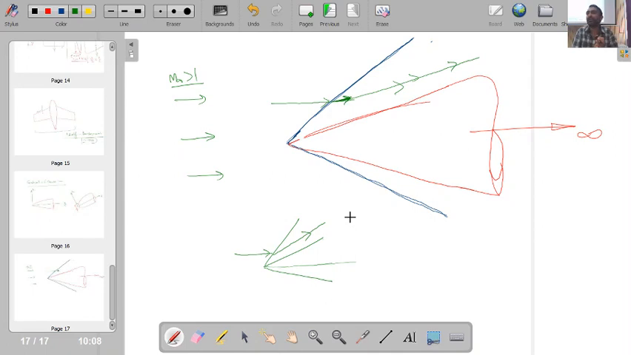But in case of a conical flow, this does not happen, and the streamline here suddenly changes, and after that it gradually rotates before it becomes parallel to the surface. Okay, so one important point happens over here.